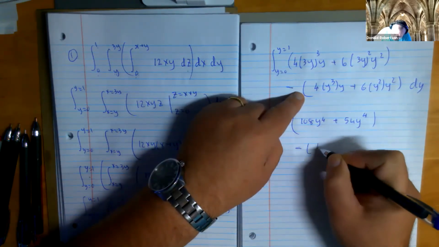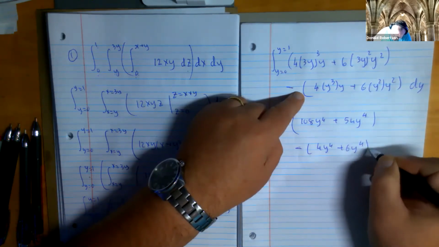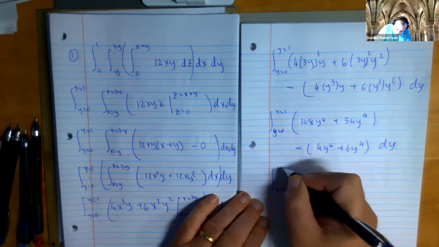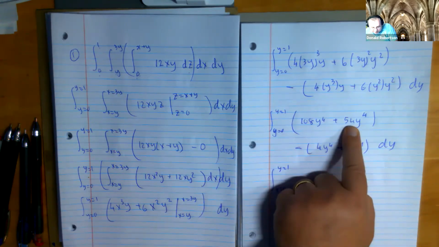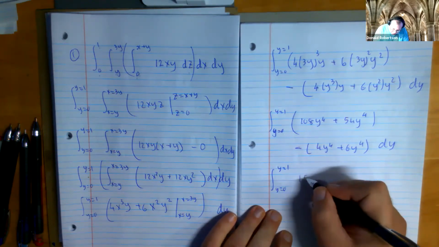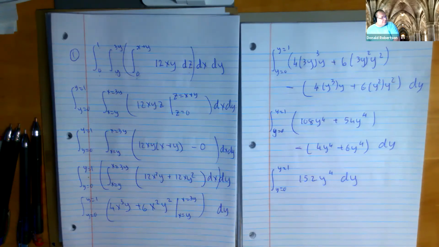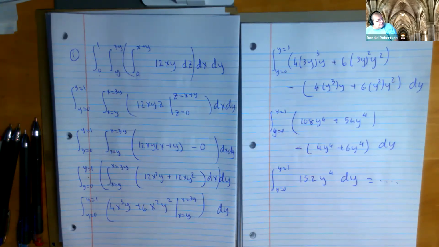Take away 4y to the 4 plus 6y to the 4. Good grief. Everything is a power of 4. That's unusual. So that one and that one gets me 162. Take away 10. I make that 152y to the 4. Okay, at this point here, can I just say it's Calc 2 and you finish it the usual way?